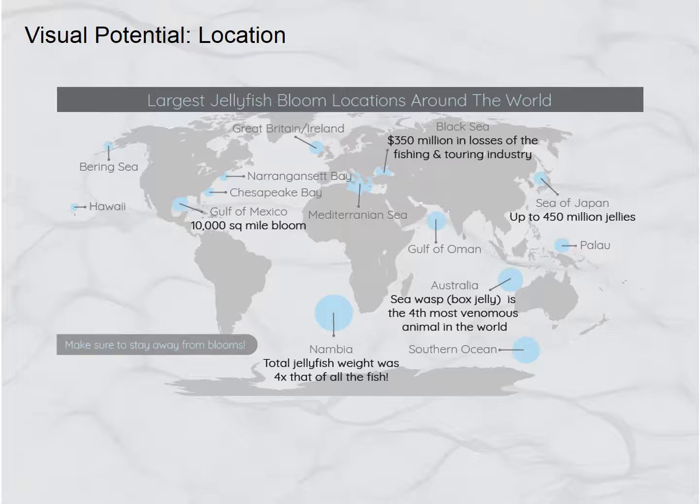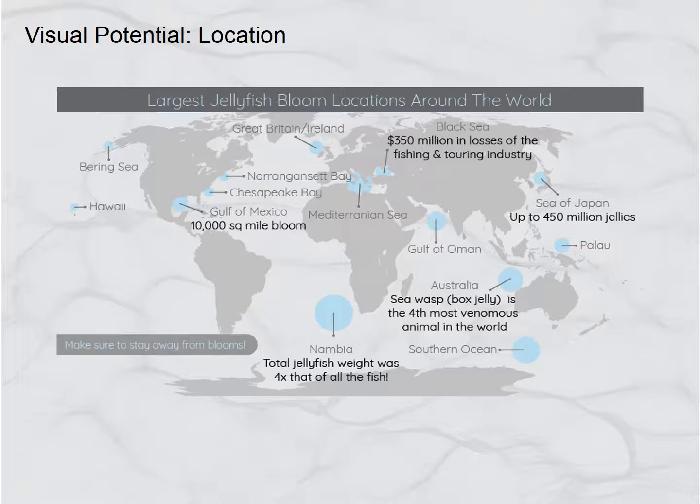As you can see, I include some descriptions for these locations, but I didn't include them for every location. Although I did want to originally, after I did include them, there was just way too much text throughout this display. And I already have a good amount of text throughout my whole infographic, so I decided to just include a few important ones, and that could technically be translated to other locations. But as you can see, Gulf of Mexico had a 10,000 square mile bloom. Australia has a sea wasp, which is the fourth most venomous animal in the world. And I try to show why and how these jellyfish can interact with these ecosystems or industries and whatnot.